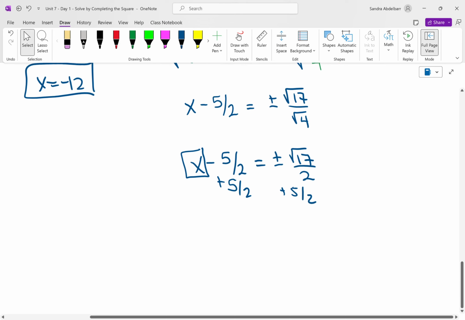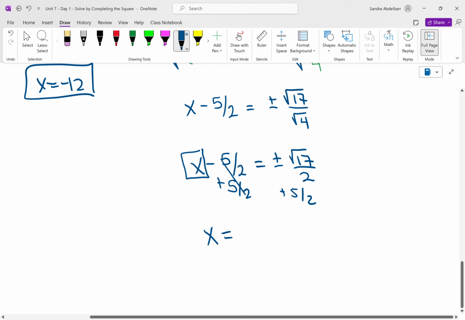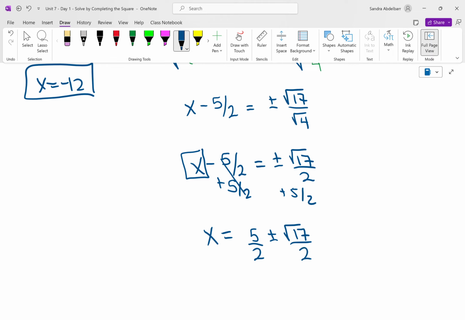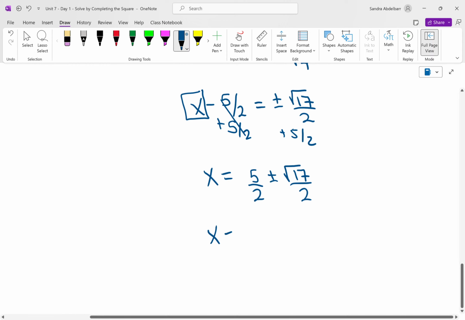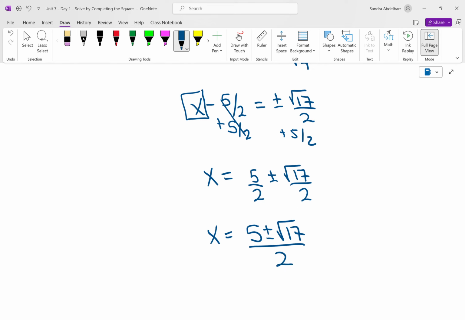Now to solve for x, all we're going to do is add the 5/2 on both sides. So what we end up getting is x is equal to 5/2 plus or minus root 17 over 2. At this point, if they didn't have a common denominator, you would create one. But because they do have a common denominator, you just write it like this: 5 plus or minus root 17 all over 2. And those are two solutions. 5 plus root 17 over 2 is one solution, and 5 minus root 17 over 2 is another solution.